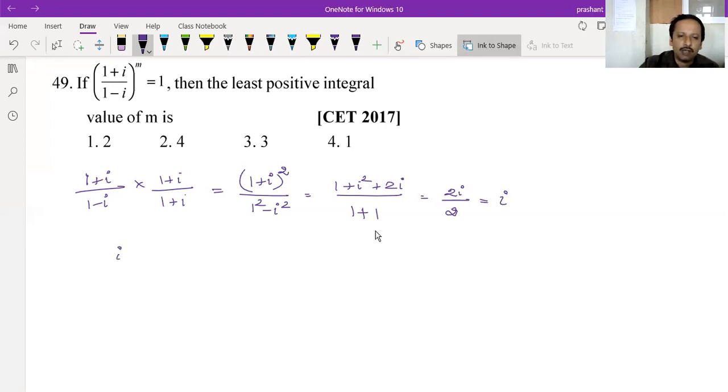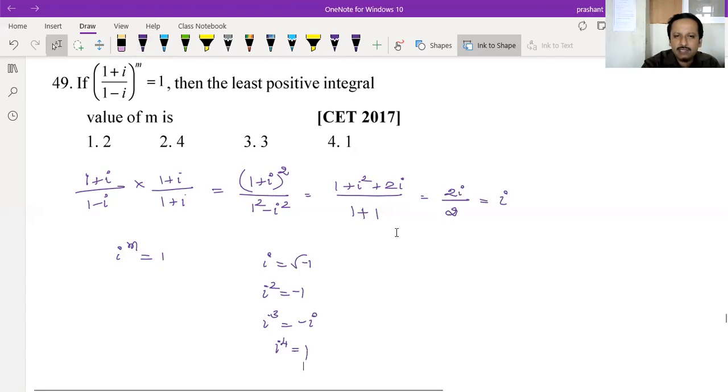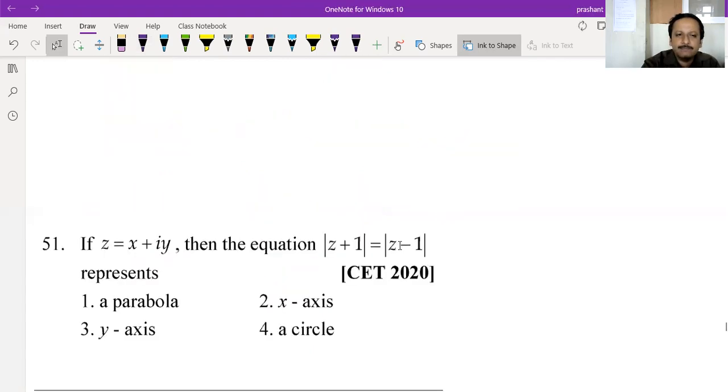So now you have i to the power m is equal to 1. For what value of m will i power m be equal to 1? m must be equal to 4. i power 4 equal to 1. As you know, i is equal to root of minus 1. I suppose you know all these things. i is root of minus 1. i square is minus 1. i cube is i square into i, which becomes minus i. And i power 4 is equal to 1. Okay, that's the answer. 4 is the answer, which is the second option.